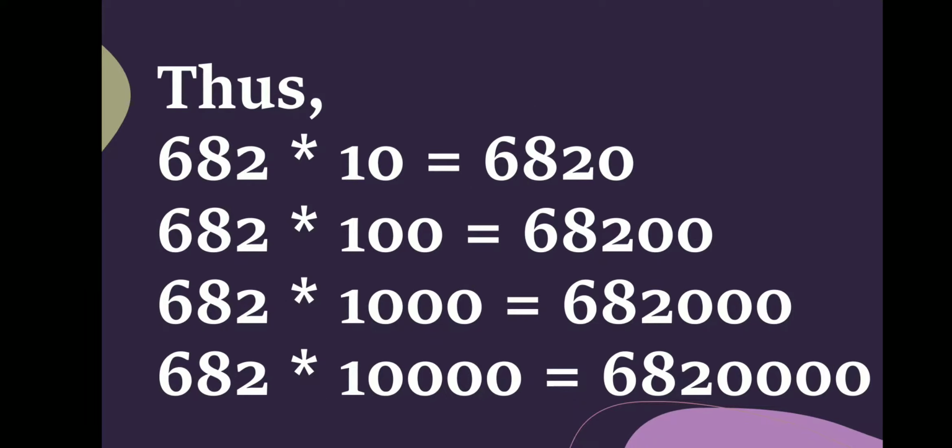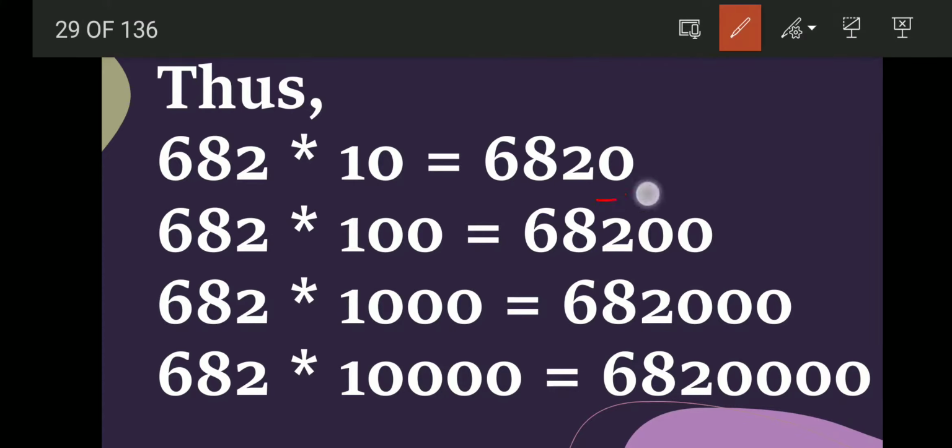So here is the example which I was illustrating to you. 682 into 10 will be 6820. Multiplied by 100, then we have put 2 zeros here. So 1 zero because of this 1, 2 zeros because of this 2, 3 zeros, like this 4 zeros. So that comes on the right side of the number.